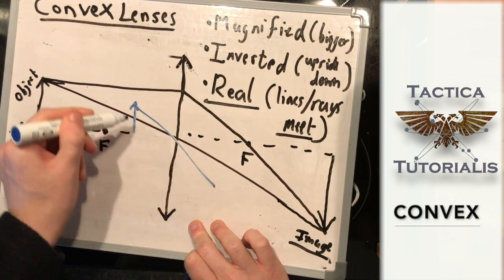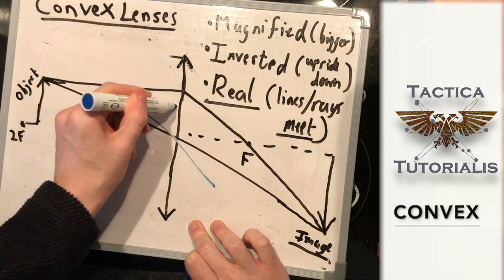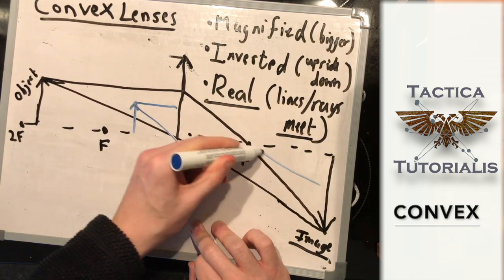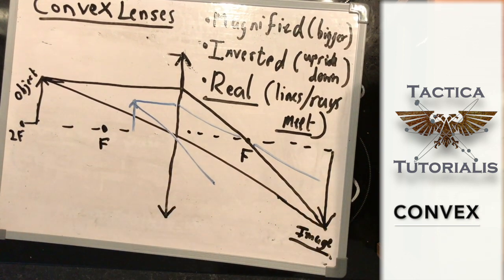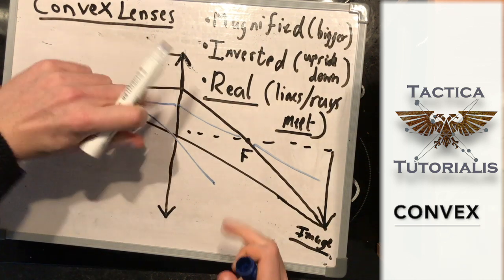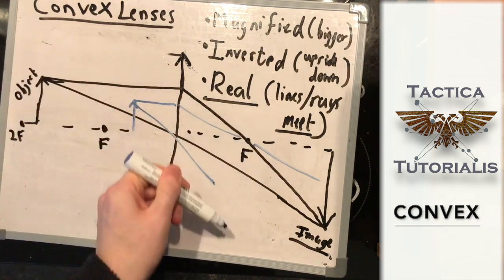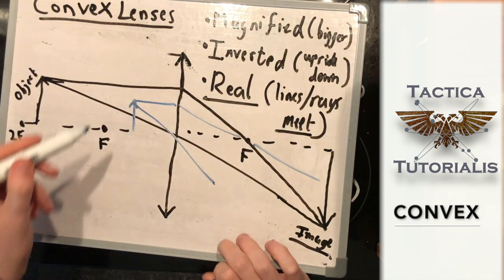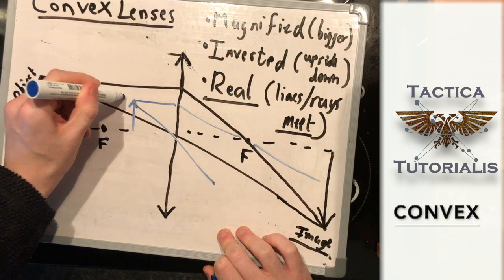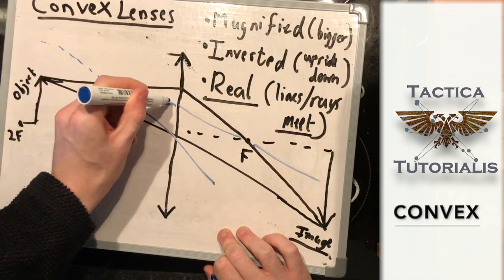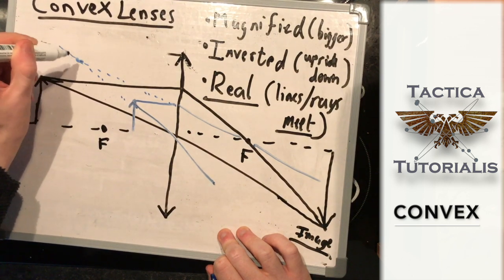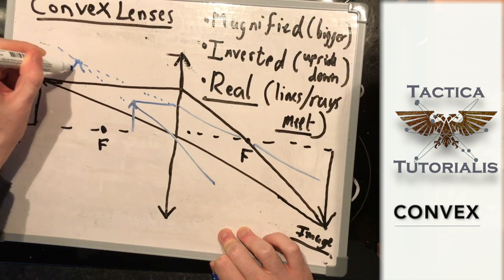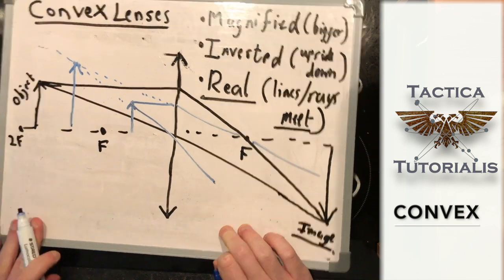That goes through there, and this line comes out here. And you're immediately seeing a problem. These two lines are never, ever going to meet, because that one's going that way and that one's going that way. And this is where it gets a little bit clever. So if I back my lines up a little bit, I'll see that they do meet back here. So I'm going to draw my image here.